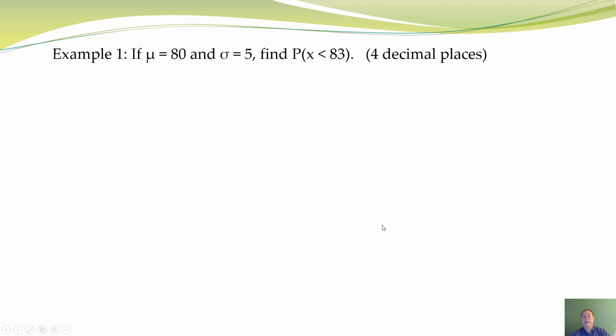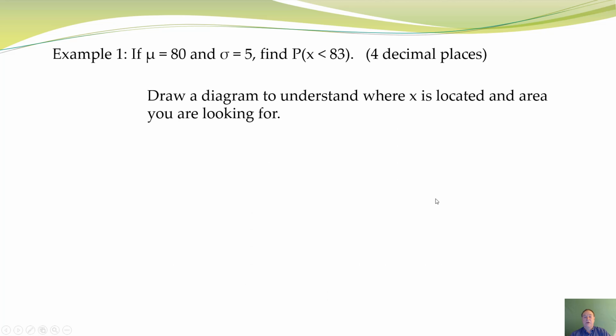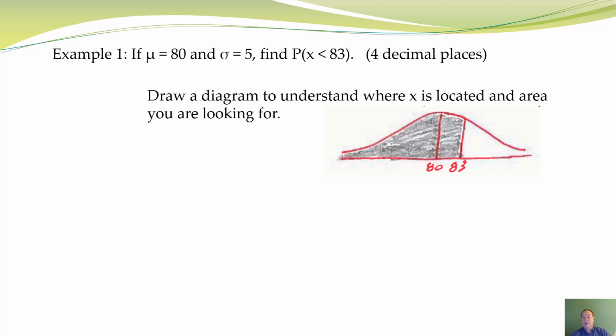So, example 1. If mu is 80, sigma is 5, and we want the probability x is less than 83. So we draw a diagram to understand where x is located and the area you are looking for. Okay, so take a second, draw your diagram. So there, 80 would be the mean. That's in the center. So 83 is to the right. Okay. So I want the area to the left of 83, so that's shaded to the left, which implies what? This answer is going to be greater than 0.5, isn't it? It's greater than 50%.